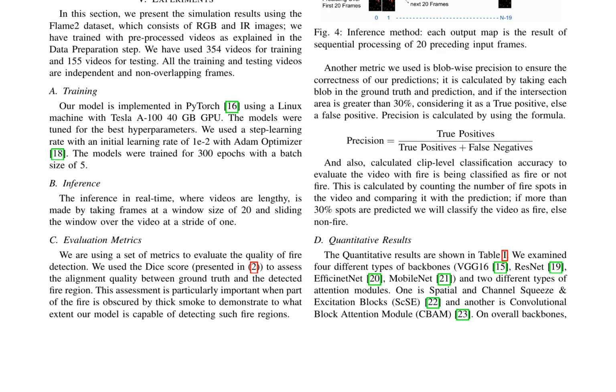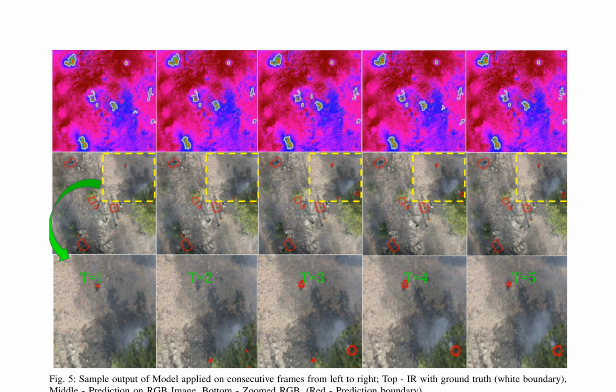The quantitative results show the performance of different backbones and attention modules, with the proposed architecture achieving promising results in obscured fire detection. The proposed study introduces a novel approach for detecting obscured fires in real time using video feeds captured by drones equipped with RGB cameras. It leverages pre-trained CNN architectures and 3D convolutions to create temporal feature maps and uses attention modules to predict fire regions through sequential analysis of video frames.